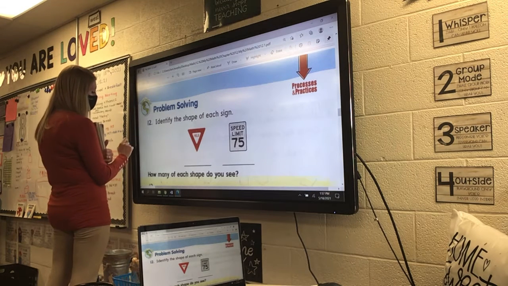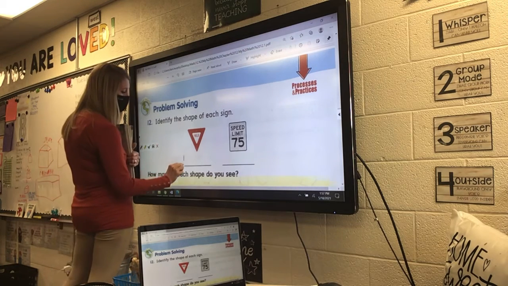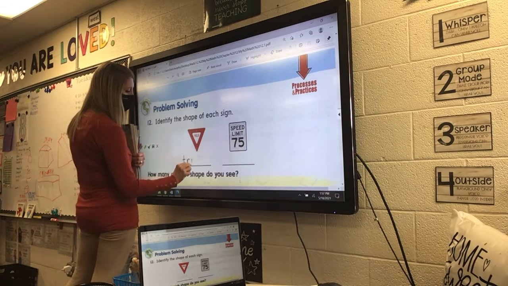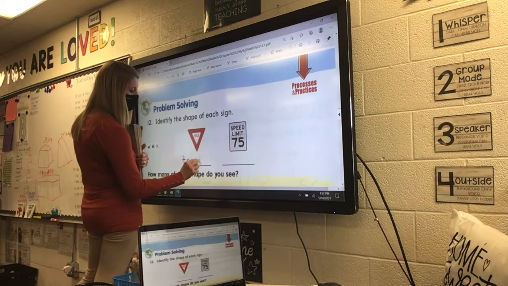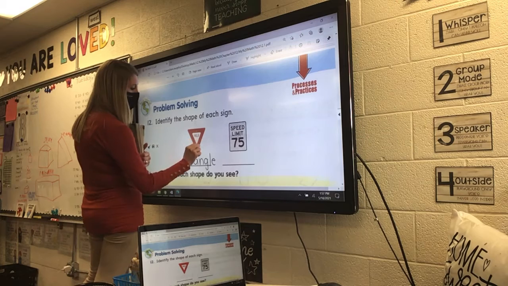And tri means 3. And this triangle has 3 sides and it has 3 angles. And we'll learn what angles are next week. Triangle. There's 1, 2, 3.